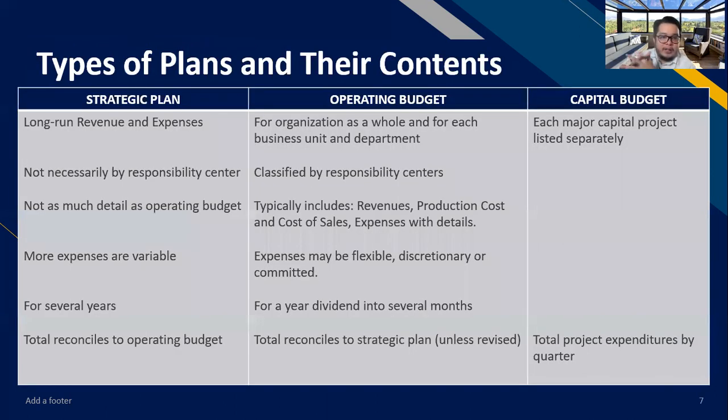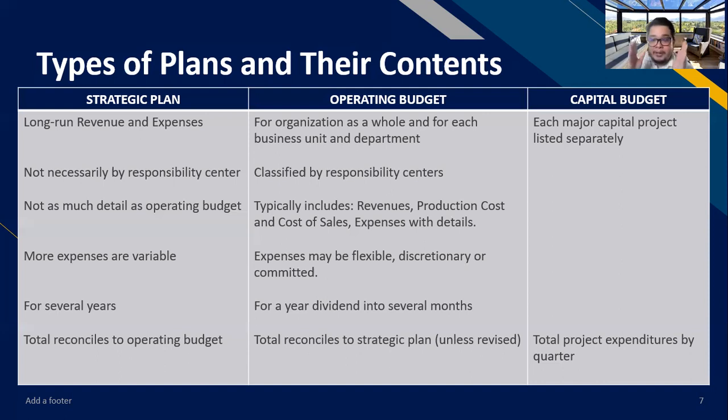So if you look at the different types of budgets, you know, you have a strategic budget and strategic plan, operating budget, which is the one that we are covering now, and the capital budget, which is what you'll cover in your finance classes. Okay. So a strategic plan is long run by nature, you know, and it's not necessarily organized by responsibility center, could be corporate wide. You know. It doesn't have much detail because it's a long run projection, you know, and it runs for several years.